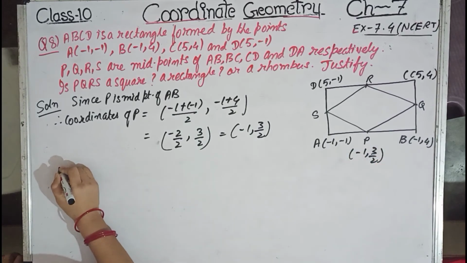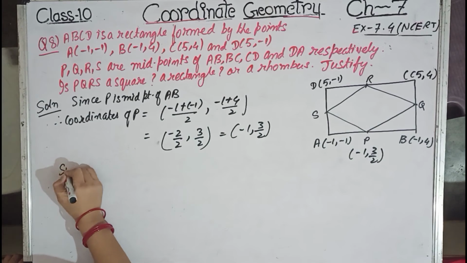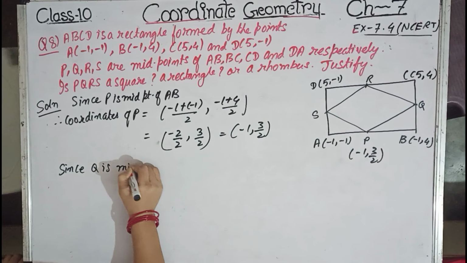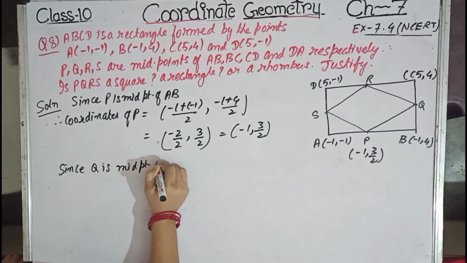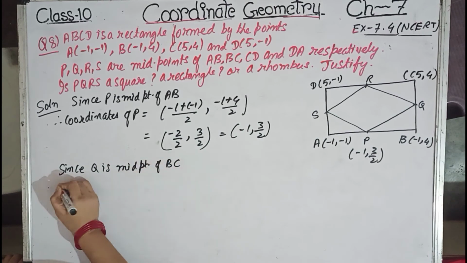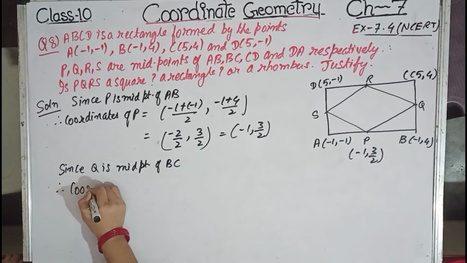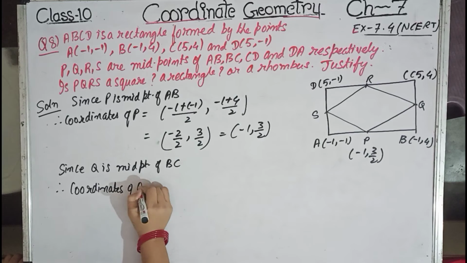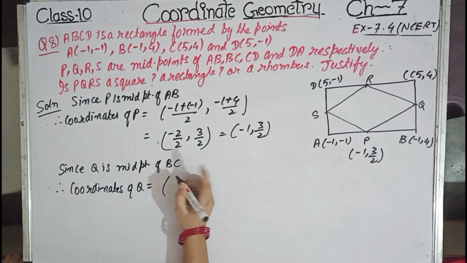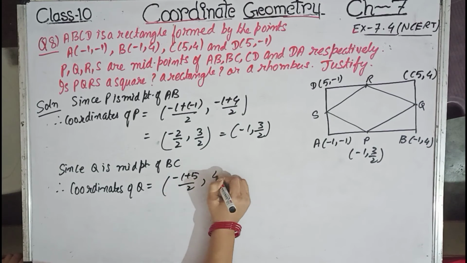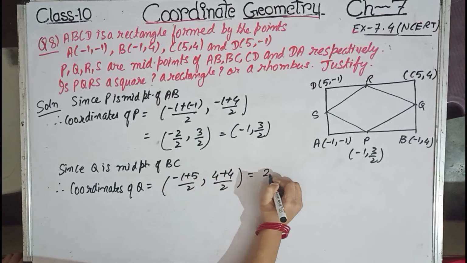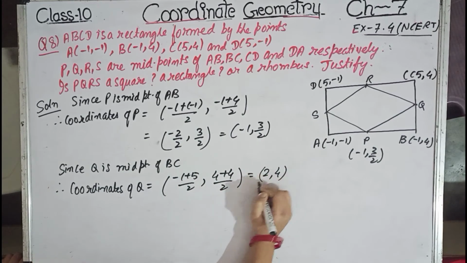Let us find the coordinate of Q. Since Q is the midpoint of BC, therefore the coordinates of Q equal, by the midpoint formula again we are using, (-1 plus 5) by 2 and (4 plus 4) by 2. So this will be equal to 4 by 2, that is 2, and 8 by 2, that is 4.